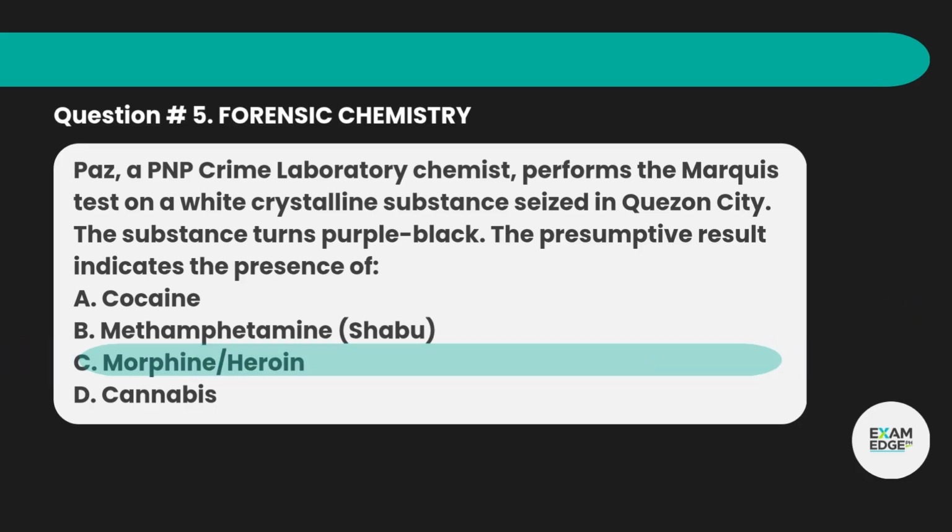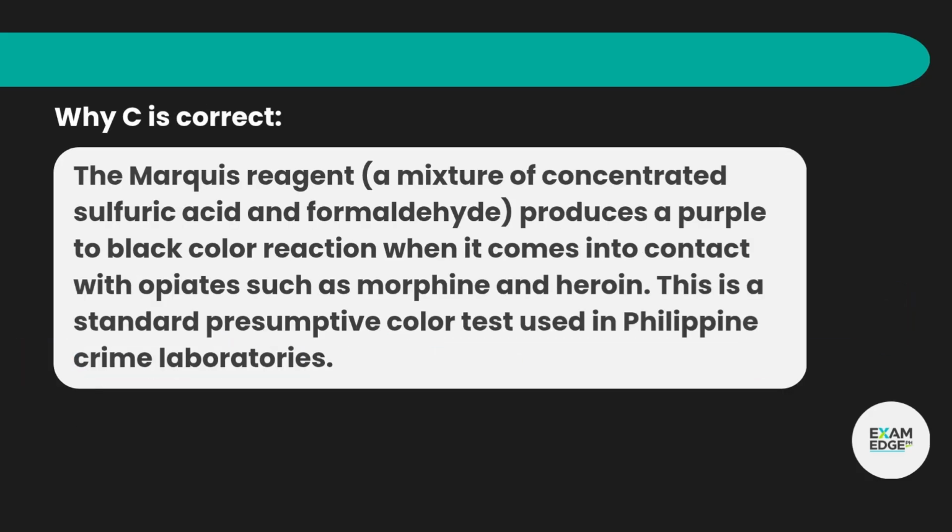Correct answer. C. Morphine, heroin. Why C is correct. The Marquis reagent, a mixture of concentrated sulfuric acid and formaldehyde, produces a purple to black color reaction when it comes into contact with opiates such as morphine and heroin. This is a standard presumptive color test used in Philippine crime laboratories.